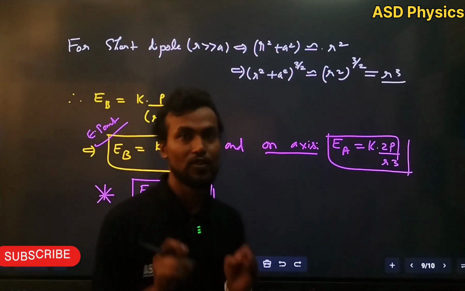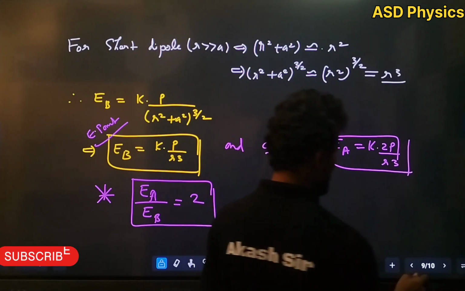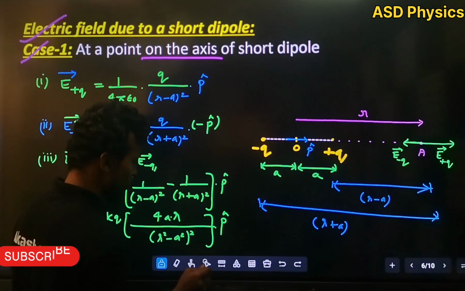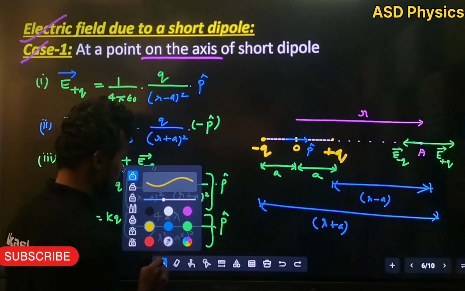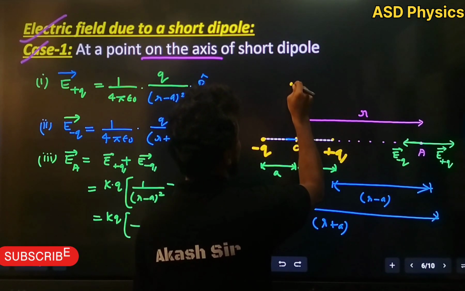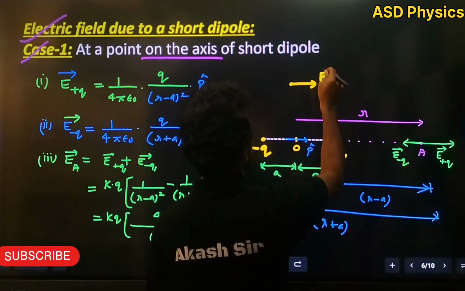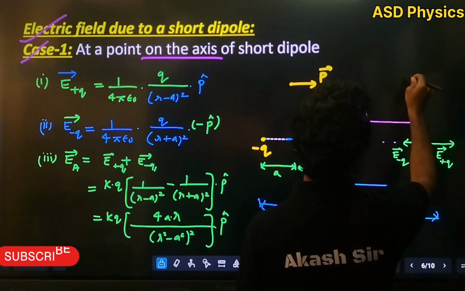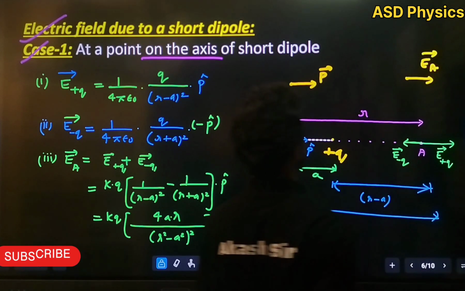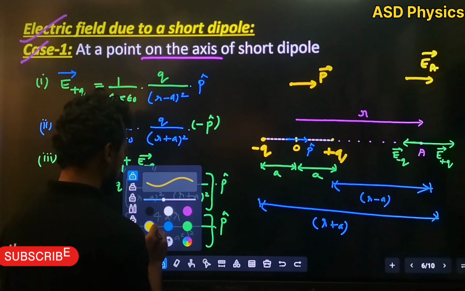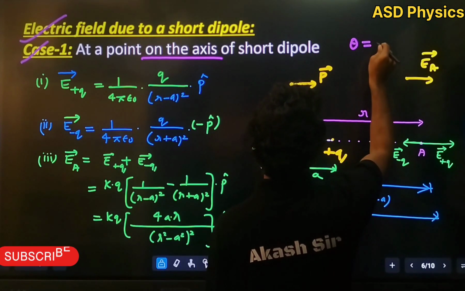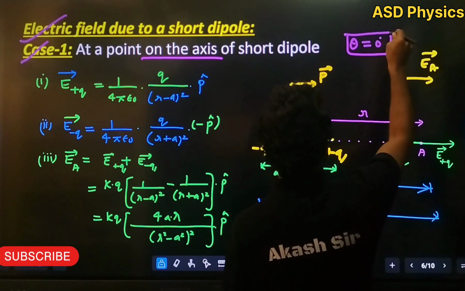After that, now you have to understand the angle concept also. On the axis, angle concept. What they will ask in a question, please remember, is the angle between electric field and the dipole moment. So see here, please. The dipole moment is in this direction, vector P, and electric field at point A is in this direction, EA. That means in this situation, the angle between dipole moment and the electric field will be 0 degree.